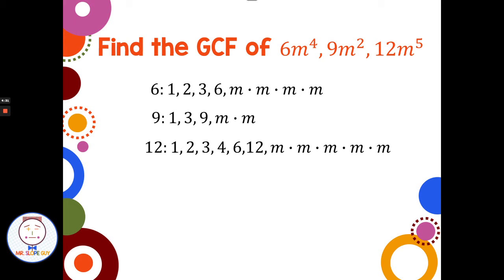So then we're looking for the largest number in common. Well, the largest number in common in all 3 rows is 3. And then how much m do they all have in common? Well, this one has 4 m's, this one has 2, this one has 5. But in common, there are 2 m's in common, m and m. So my GCF is going to be 3m squared.